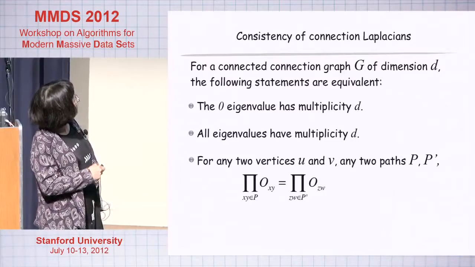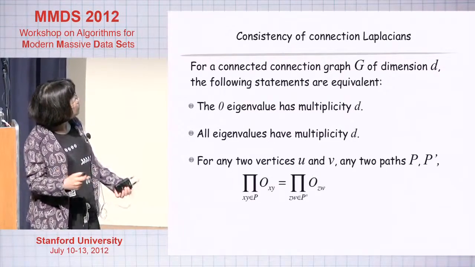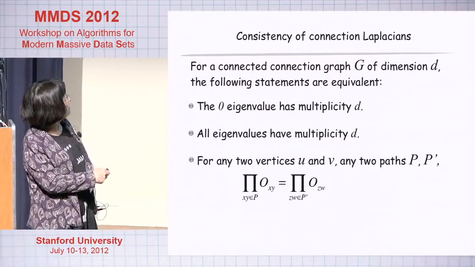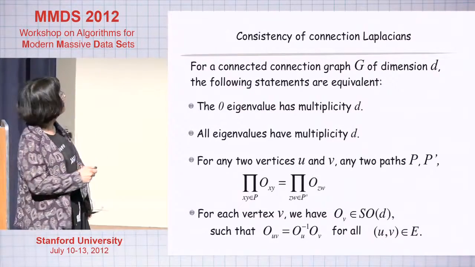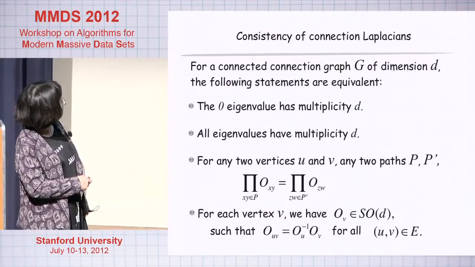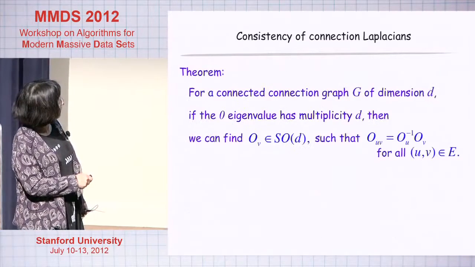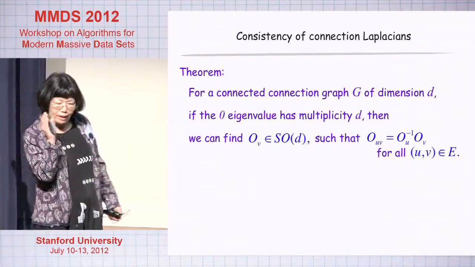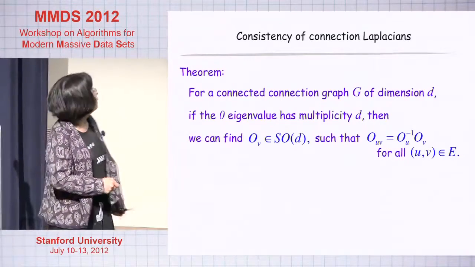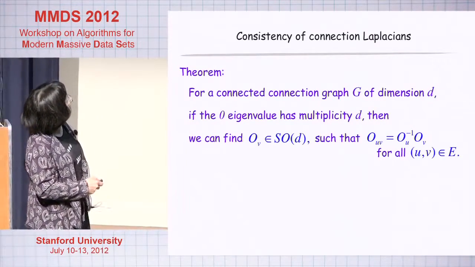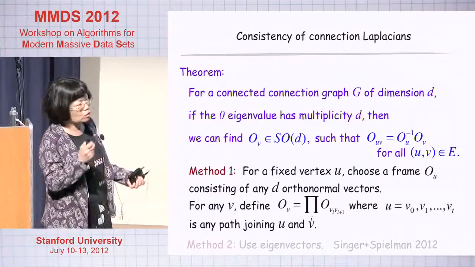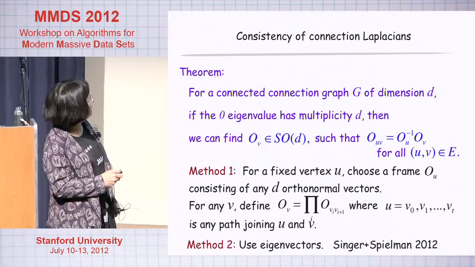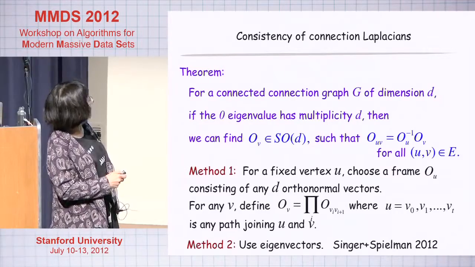And for any two vertices, different paths will be consistent when you do the rotation. That's why we call it consistent. In that case, we can uncover the manifold by assigning the right direction to each node, and you can construct the right shape at the end if it is consistent.